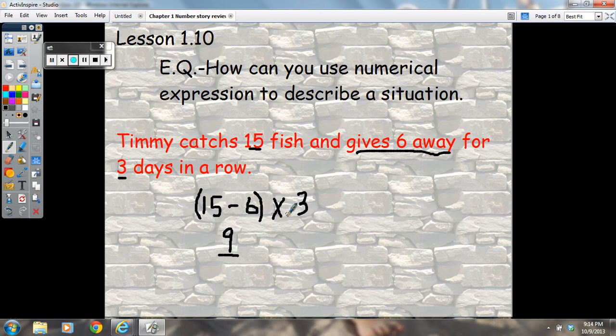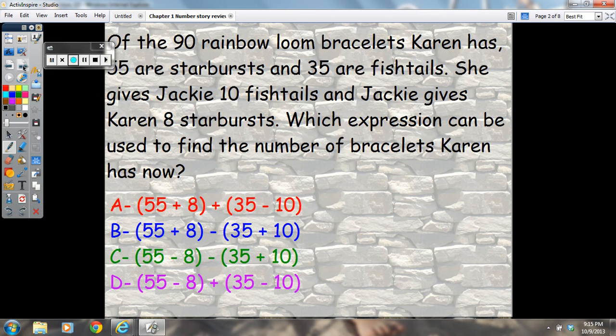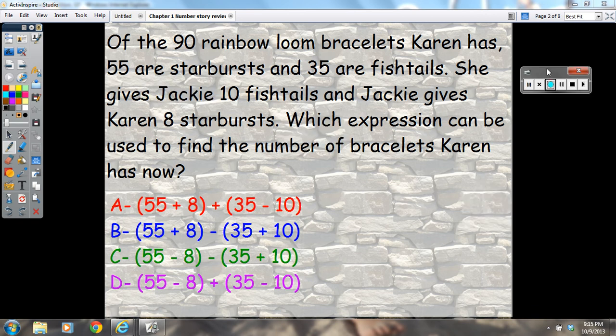Now we're going to take a look at a couple of scenarios, situations that are a little bit more involved. Let's take a look at this one here. I'm also going to show you how we're going to be able to use the multiple choice questions to eliminate answers we know that it can't be.